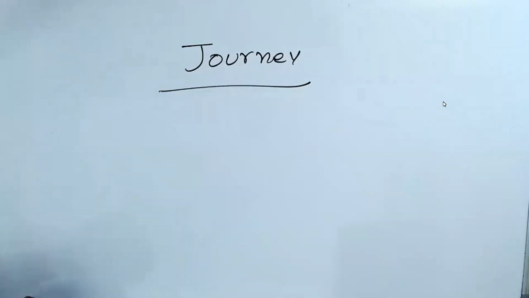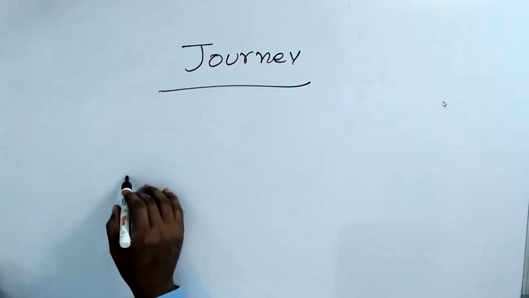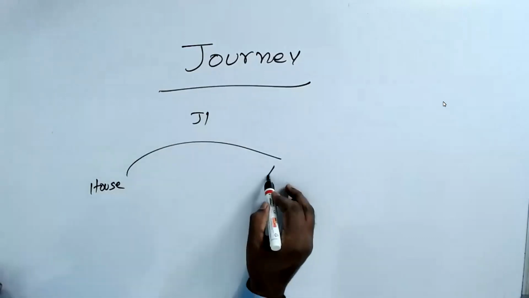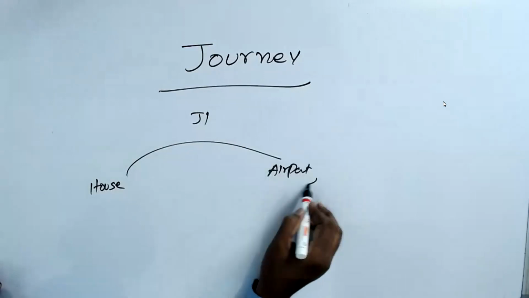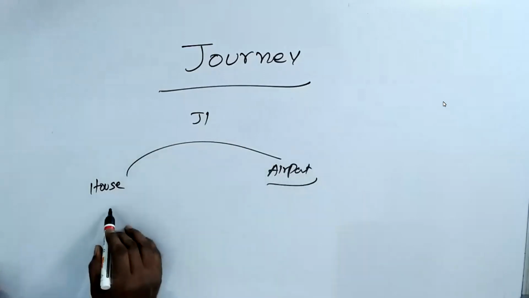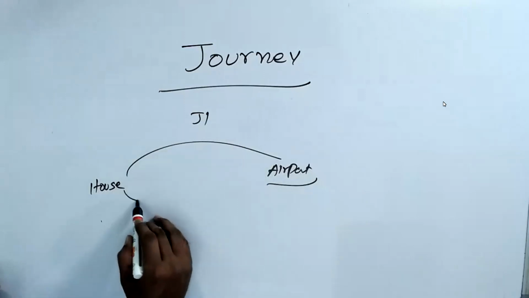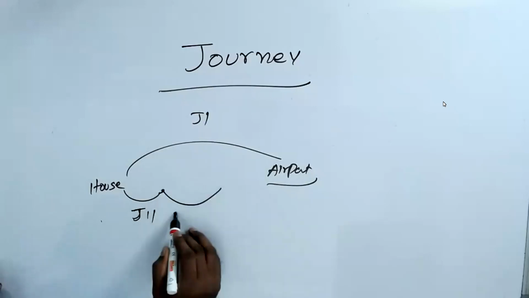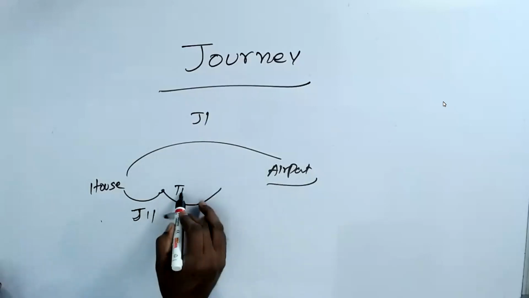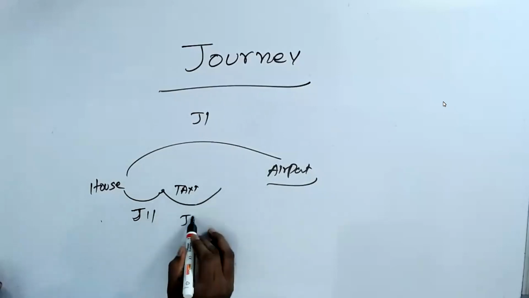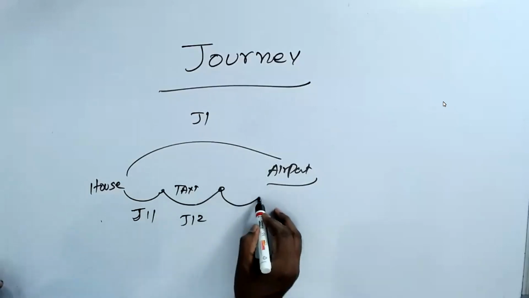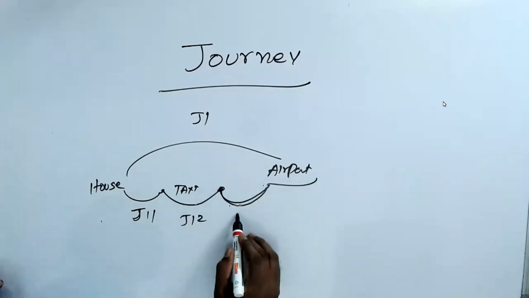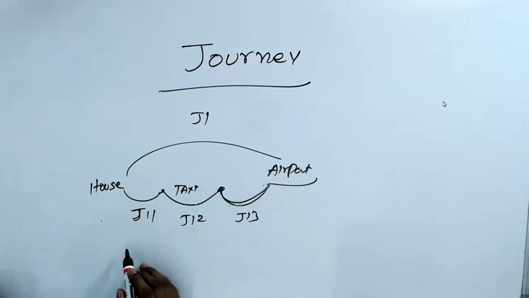For example, going from your house, let's take J1. Going from your house to the airport. That is a small thing. From inside the house to outside, J11. From outside, you take the taxi, J12. From the taxi, go to the airport. From the airport, you go inside to another vehicle. That's J13. See that? Understand one thing.